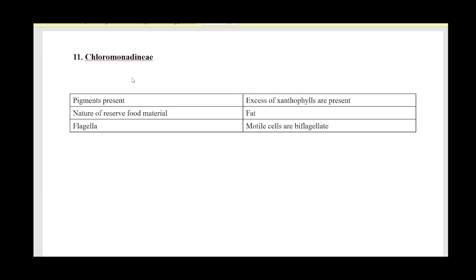The 11th class of algae is Chloromonadinae. The pigments present are xanthophylls, in excess. The food materials are reserved in the form of fat. Motile cells are biflagellate. That means two flagella are present in the motile cells.